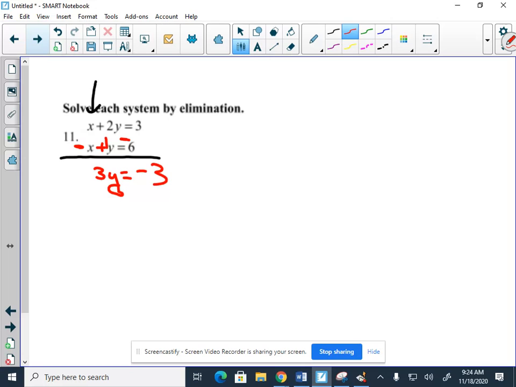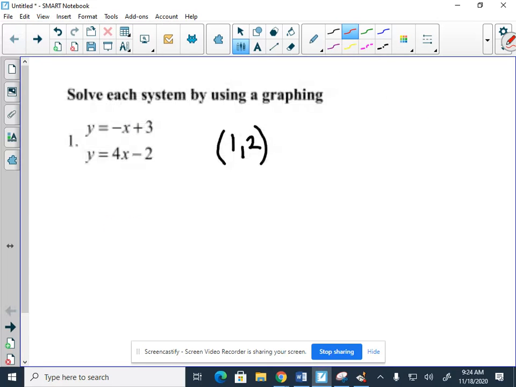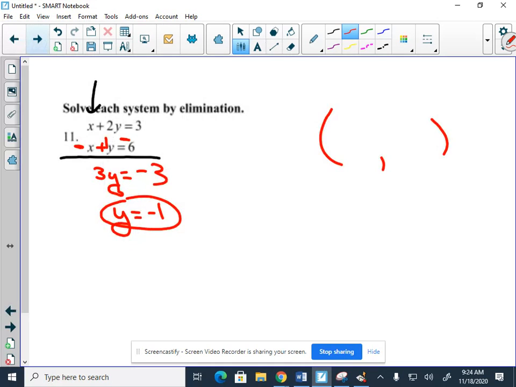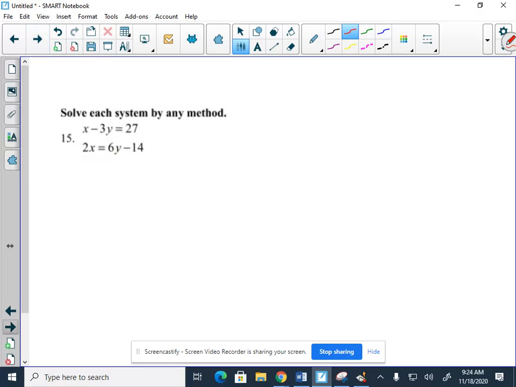We divide each side by 3, and we're going to get y as negative 1. And remember, we're working the same thing. What we're doing here is the same thing we did when graphing. We're trying to figure out where the two lines cross, but we're using a different method. These are going to cross where y is negative 1. What we have to find is also the x.